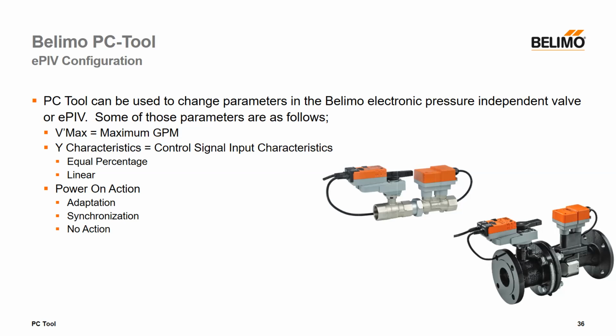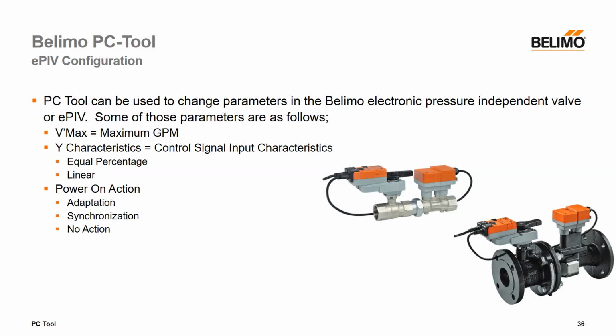So just to clarify, EPIVs can be configured for multiple flows in the field. You're not married to that flow once it comes out of the factory. It can be done with PC Tool. It can also be done with the ZTH-US by itself, so you don't necessarily need a PC. But one of the biggest parameters that we change using the PC Tool or the ZTH-US in an electronic pressure independent valve is the maximum flow capability of that particular valve. You can also change the input signal characteristics.